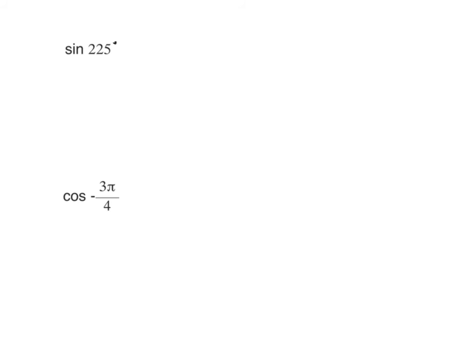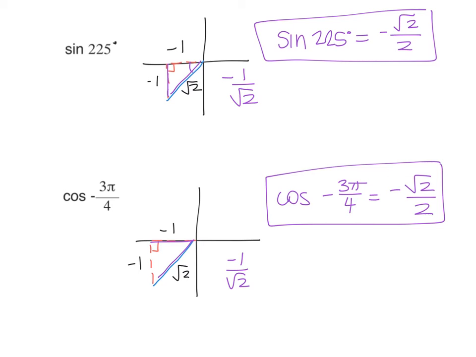Okay, so now take a minute and do these last two. Sine of 225 degrees, and then the cosine of -3 pi over 4. Take a minute, graph them, and figure out what the sine and cosine of them are respectively. Okay, so one thing that you should notice is that both of them are in the 3rd quadrant.